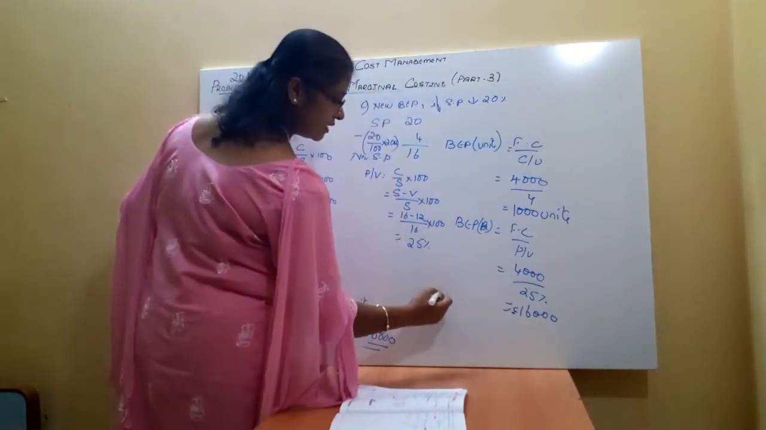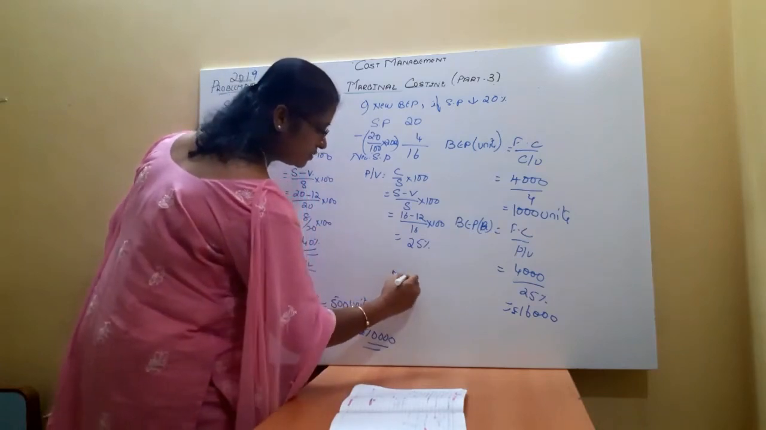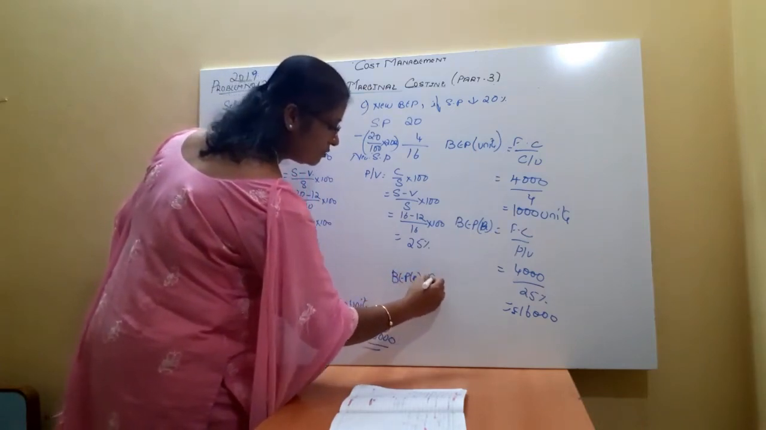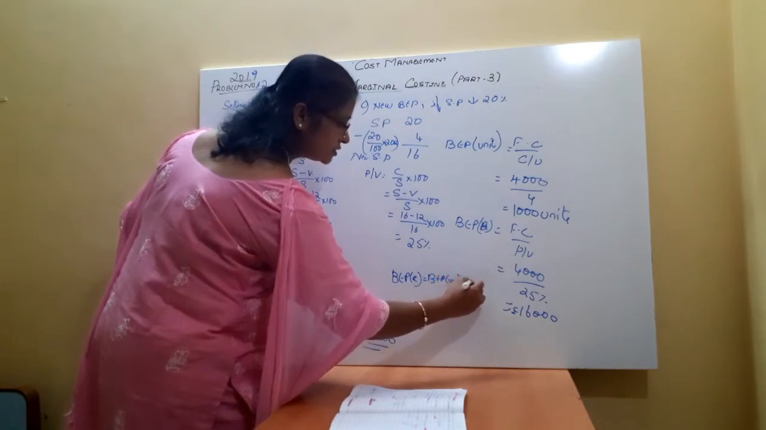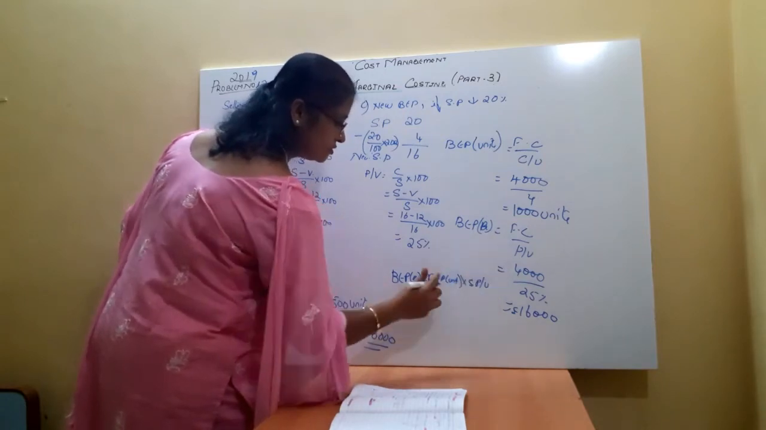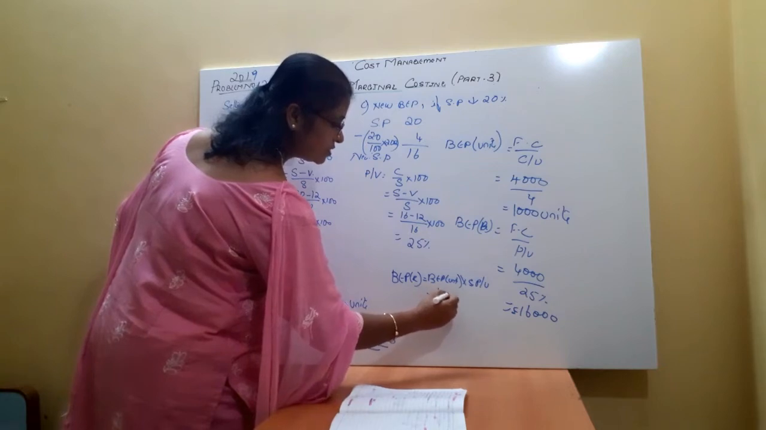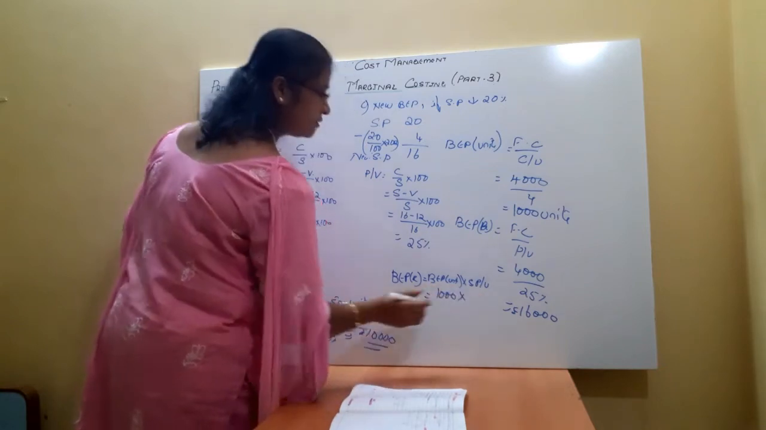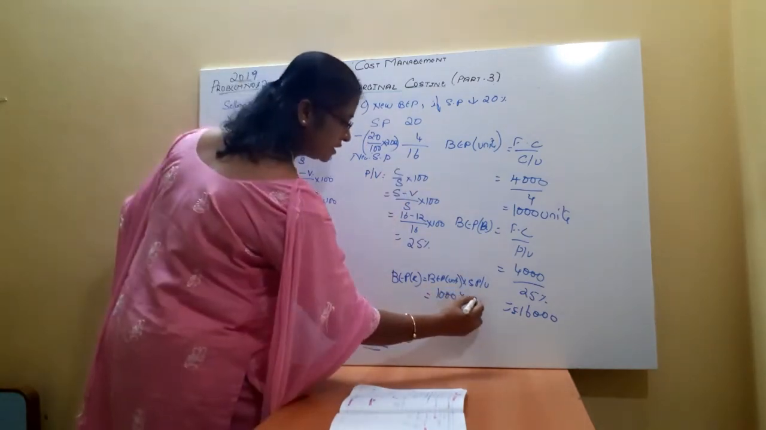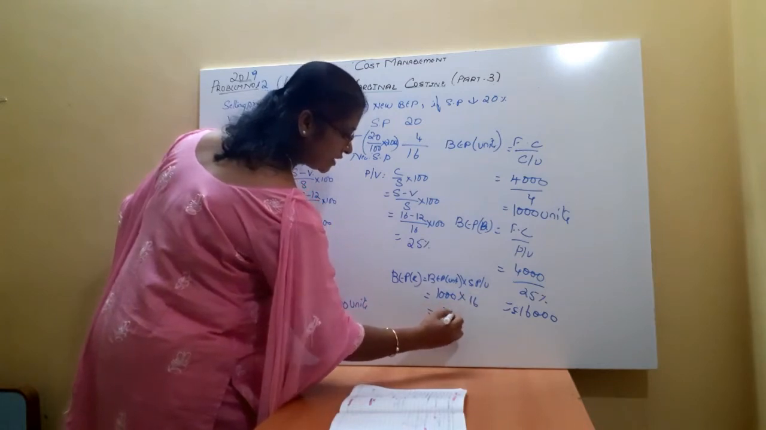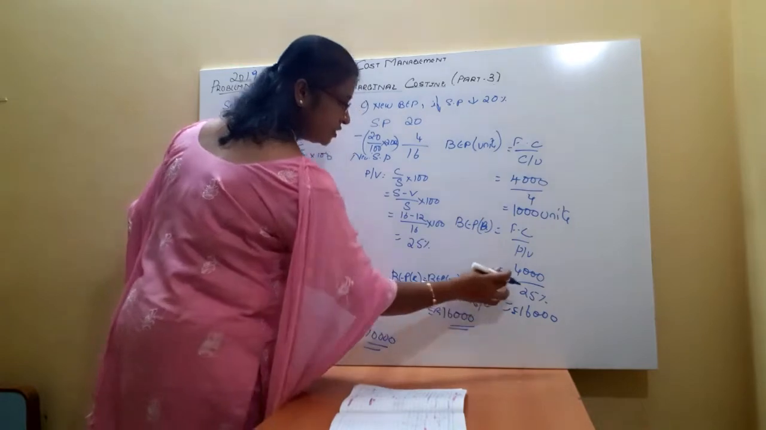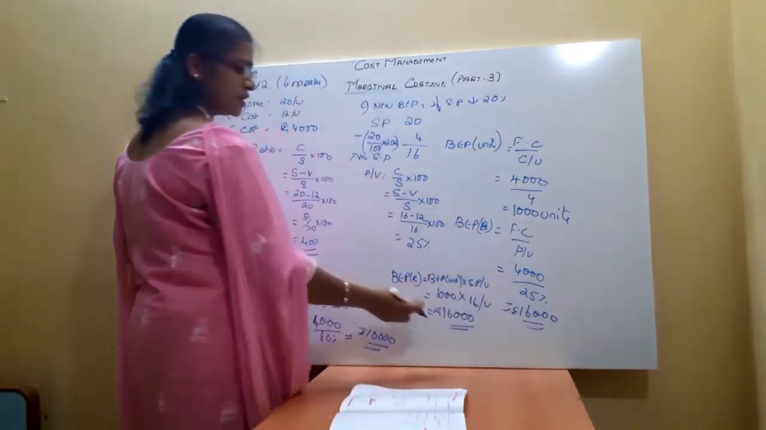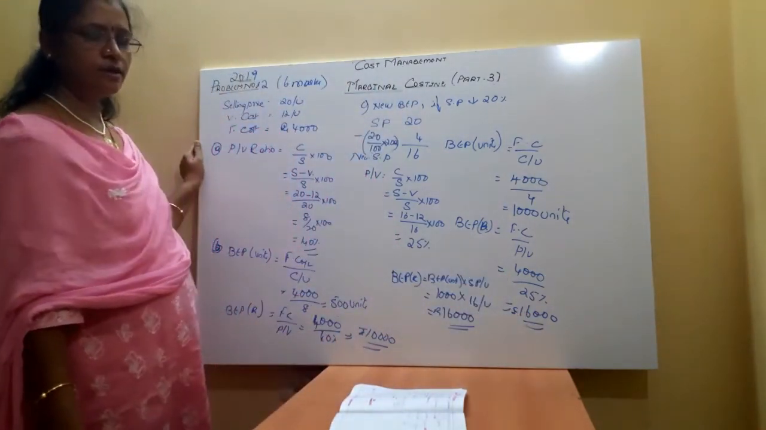Or we can multiply. What is BEP in rupees? BEP in units into selling price per unit. You can also use this formula. BEP in units, you got it as 1,000 units, into selling price per unit. The new selling price is 16. So you get the answer as 16,000. Both methods, any one method you can use, whichever is convenient to you.